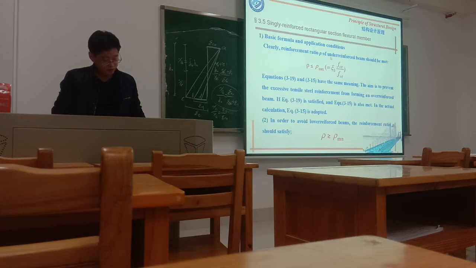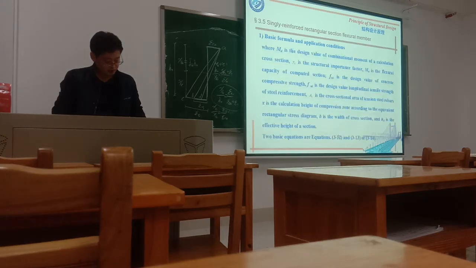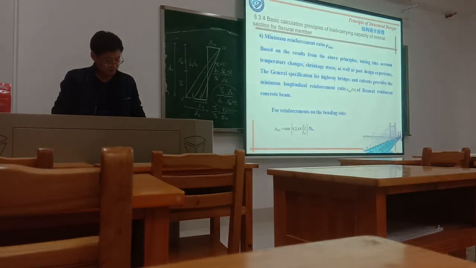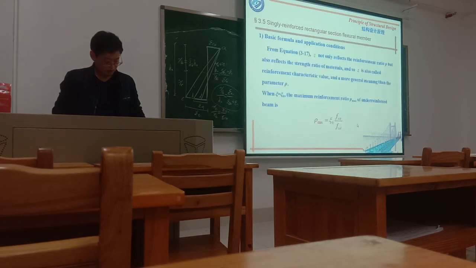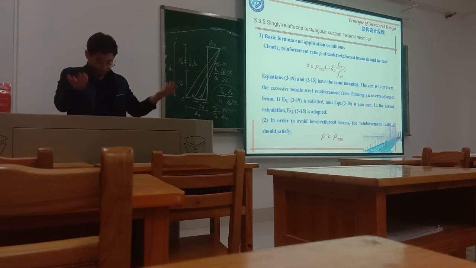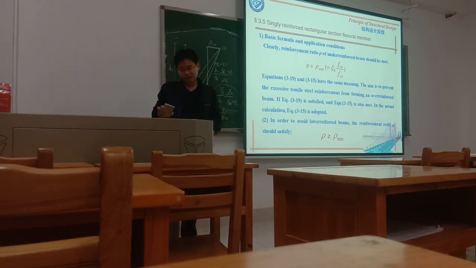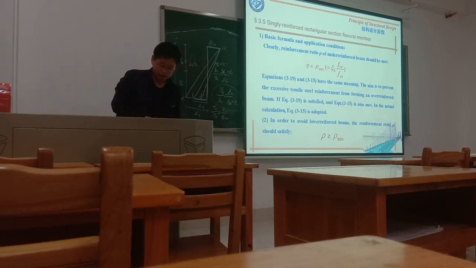Clearly, for a proper reinforcement the reinforcement ratio should be smaller than this value. And to avoid under reinforcement, the reinforcement ratio should also be larger than the minimum value. So it should be smaller than max and larger than min. Min is this value here. Okay, we finished this. Last class we talked about how to calculate.